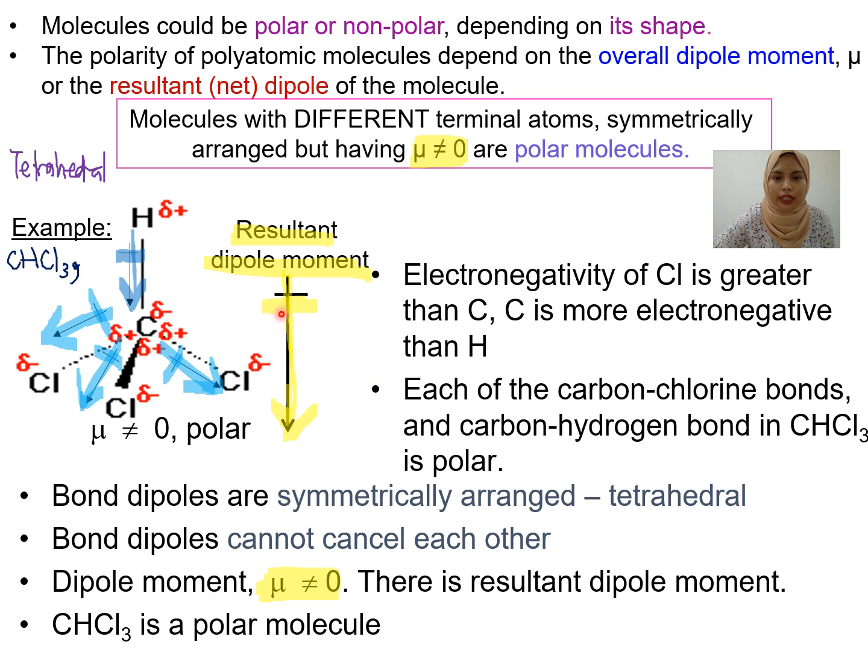overall dipole moment. Okay, first of all bila you nak terangkan, you just bagi tahulah the bond between C dan H dan juga C dan Cl are polar bonds. Okay, the bond between them ni memanglah polar bond. And then since the bond dipole cannot cancel each other, therefore the overall dipole moment tak akan jadi equals to 0 sebab ada kewujudan dipole moment di situ. There is a resultant dipole moment in this molecule. Therefore, CHCl3 is a polar molecule.